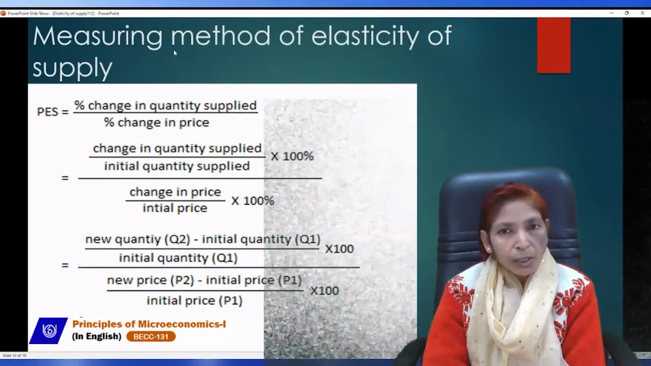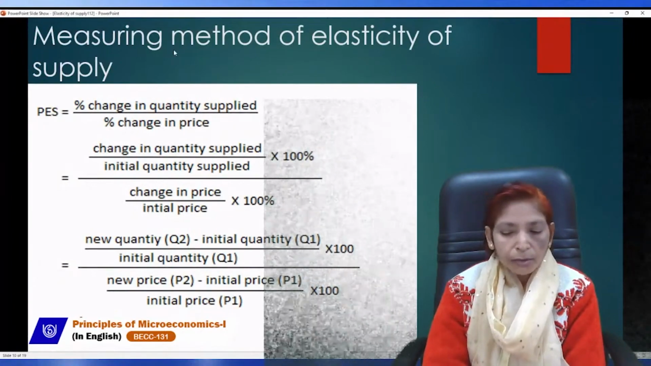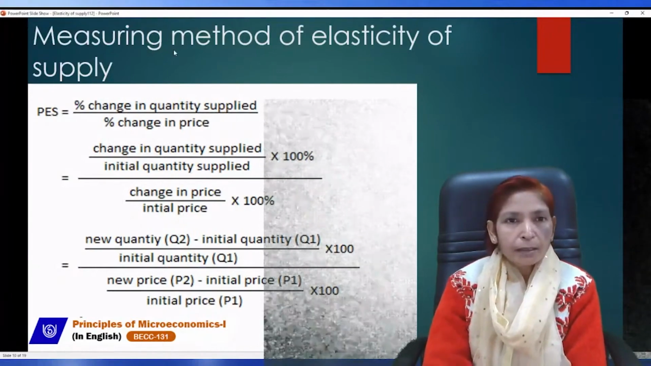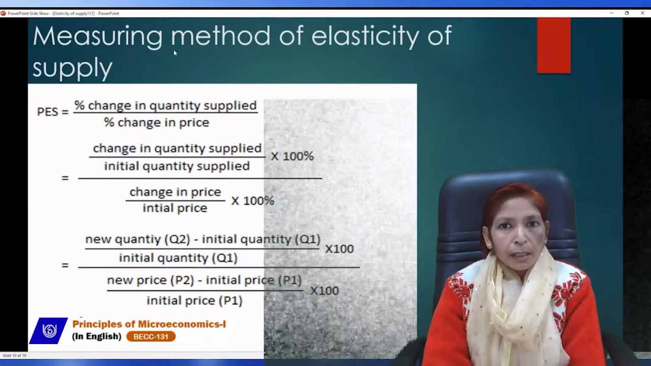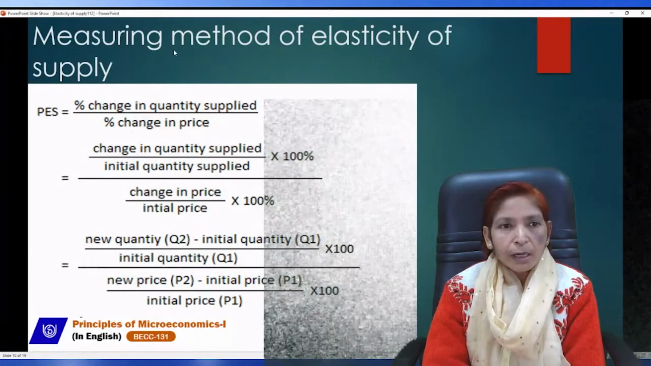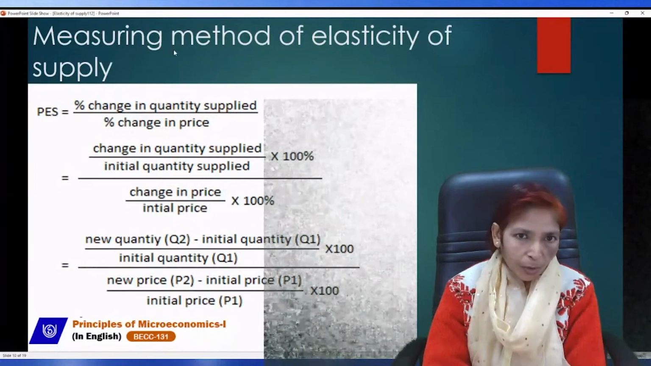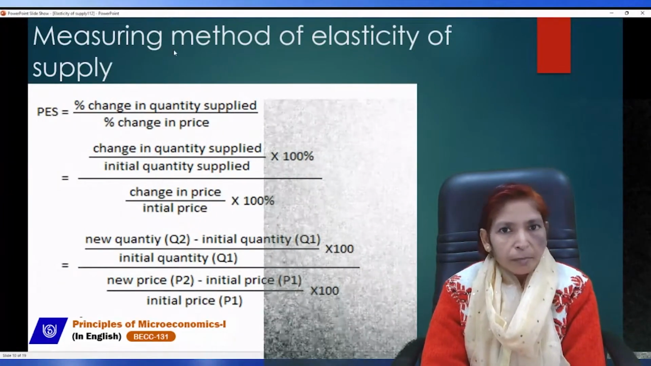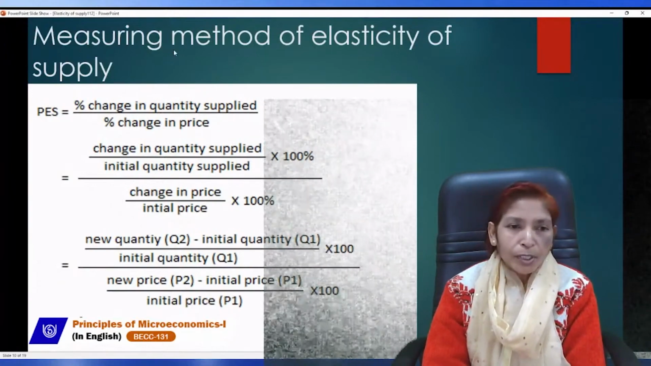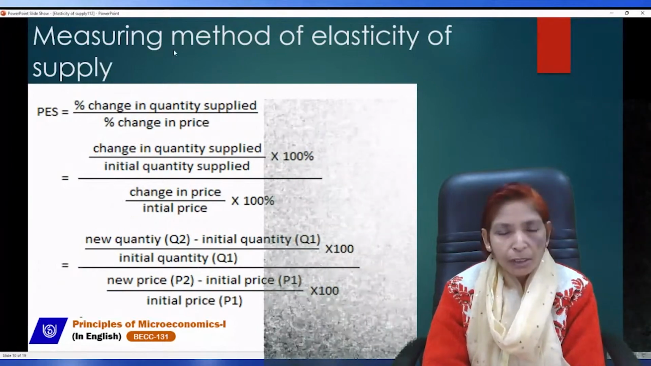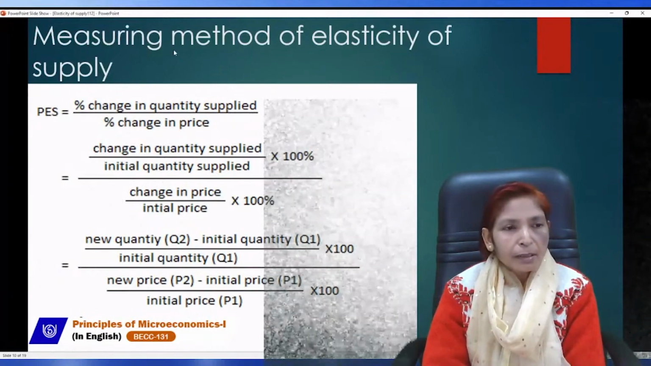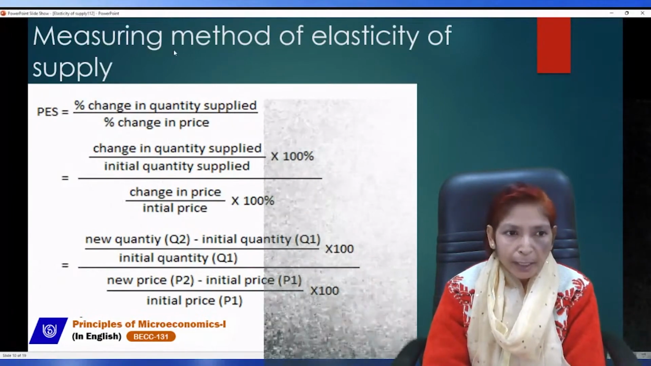Total outlay method is known as total expenditure method or percentage of proportionate method. Third is point method or graphic method. Fourth is arc method. So, same as elasticity of demand, elasticity of supply can also be measured with the help of this formula or percentage method. The measuring method of elasticity of supply is mainly the percentage or proportionate method, from which we can measure elasticity of supply. Here PES represents price elasticity of supply.